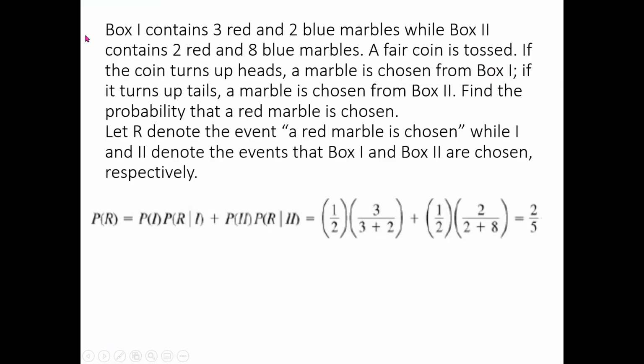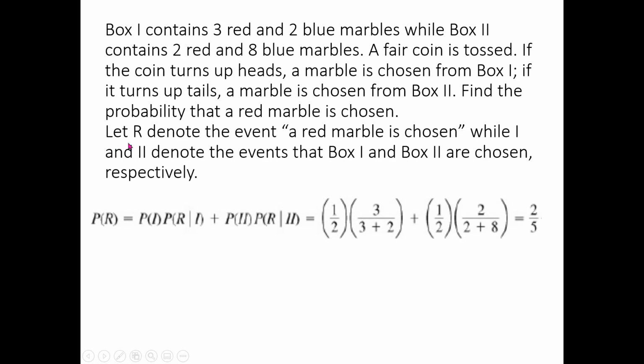Next we have another question. Box 1 contains 3 red and 2 blue marbles. Box 2 contains 2 red and 8 blue marbles. Now a fair coin is tossed. If the coin turns up heads, then a marble is drawn from box 1. If it turns up tails, then a marble is chosen from box 2. Find the probability that a red marble is chosen.